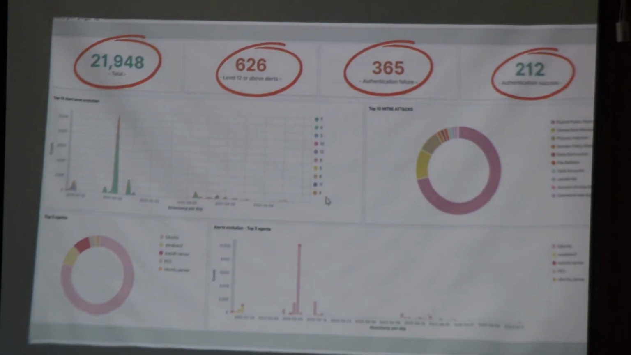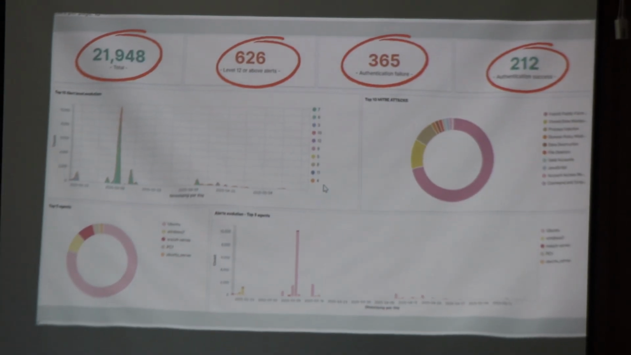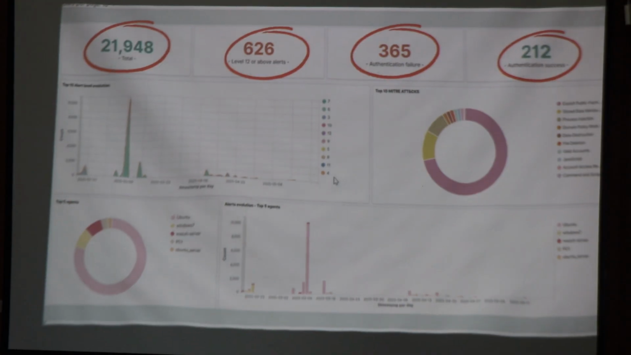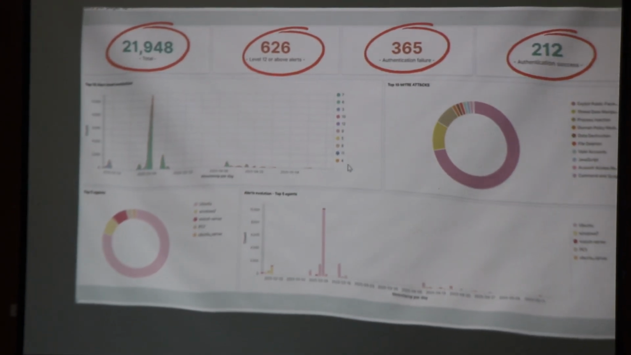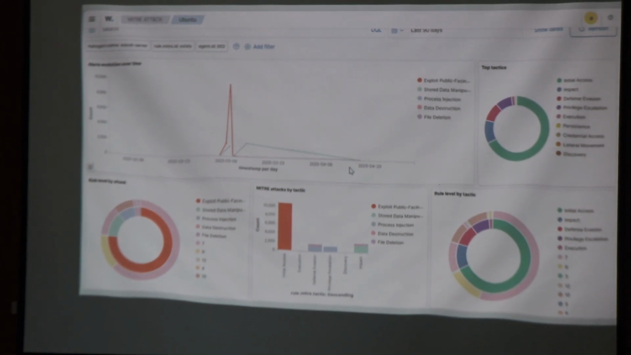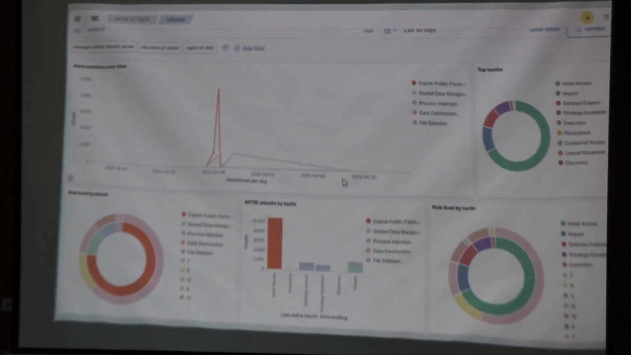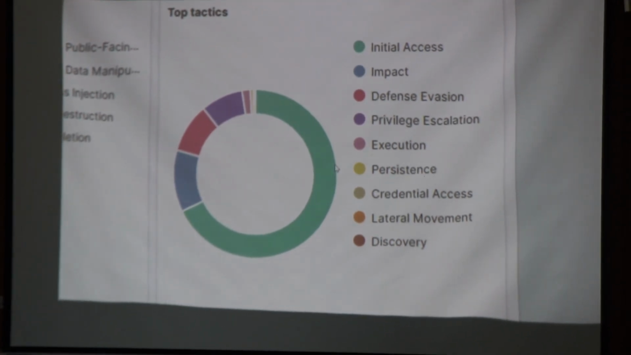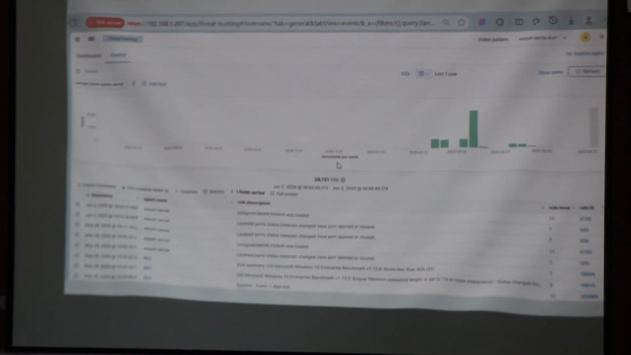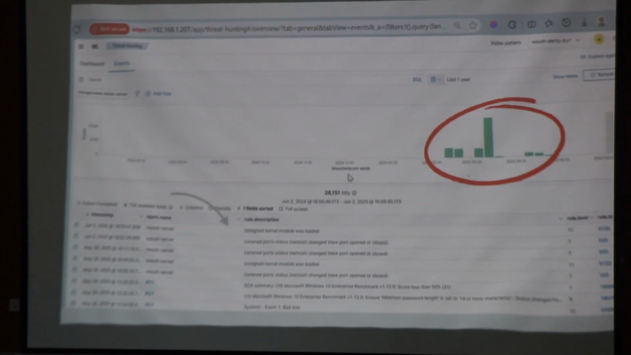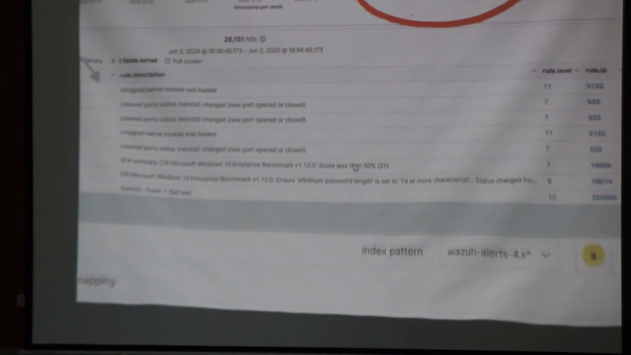From the alerts, there are 600 with level 12 or more, which means serious alerts. Wazuh also identifies and classifies tactics used by attackers, including initial access or privilege escalation. The threat hunting dashboard is used to help security teams investigate threats more deeply.